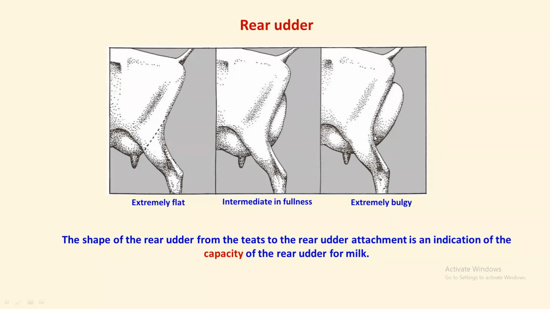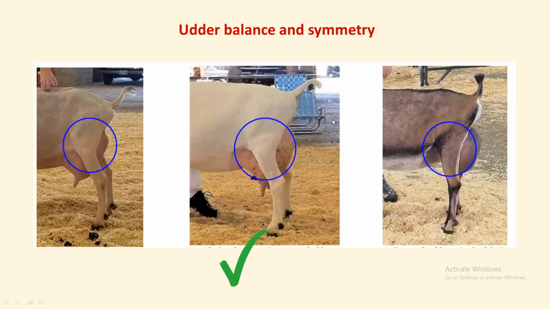And in the third picture, most of the rear udder is visible on the back side of the rear leg, which is not at all recommended. Some part of the udder should be on the front side of the rear leg, and some part on the back side. So that is the proper rear udder structure you should see from the side. The most part of the rear udder should not be on the back side of the rear leg. The next important trait is udder balance.